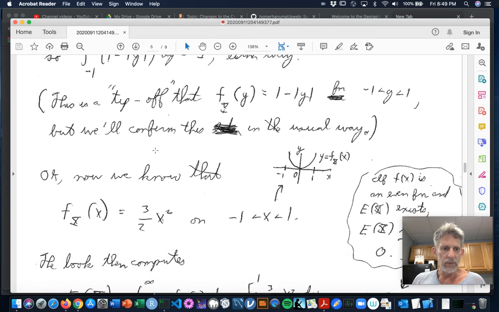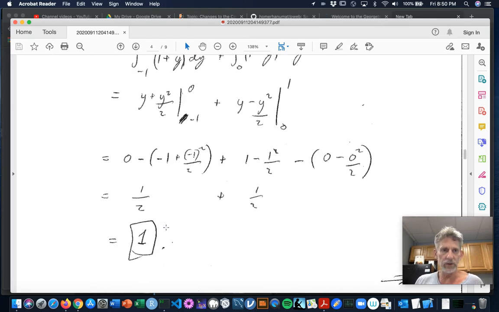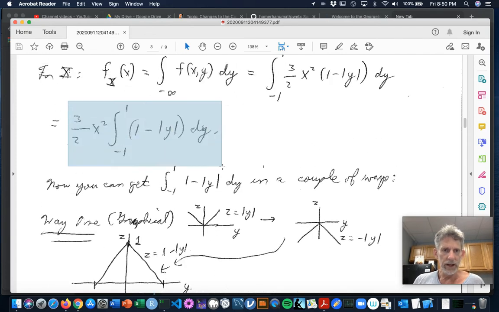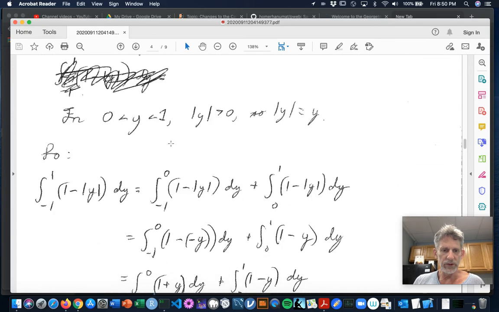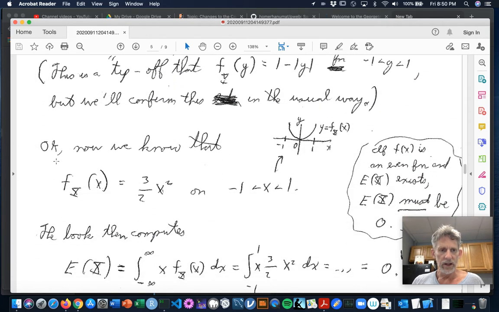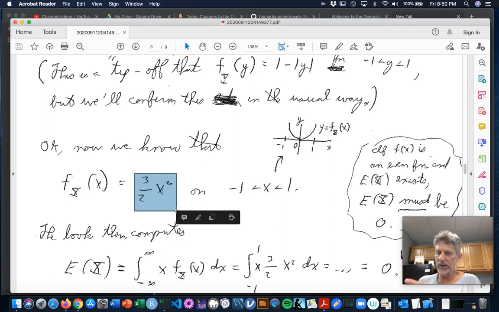So anyway, we now know this. We know that it's the 3/2 x squared that was sitting on the outside of the integral up here. And that integral is 1, so we just get 3/2 x squared. That's also kind of interesting because this part only involves x's, as it should, but it was also like this other factor in the f of x, y joint density.